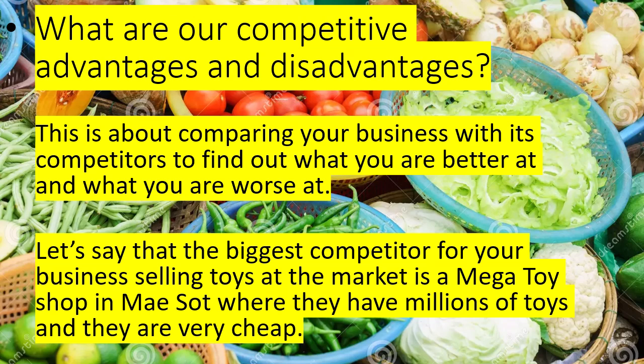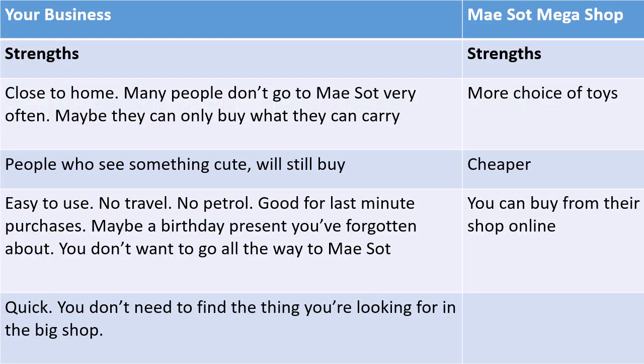So now we're going to look at what are our competitive advantages and disadvantages. This is about comparing your business with its competitors to find out what you are better at and what you are worse at. So let's say that the biggest competitor for your business selling toys at the market is a mega toy shop in Maison, where they have millions of toys and they're very cheap. So here's a list of your strengths and the mega shop's strengths. Yours are on the left.